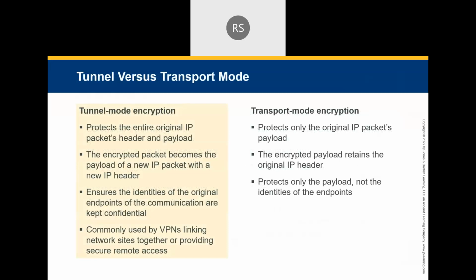Now, the transport mode encryption protects only the original IP packet's payload. The encrypted payload retains the original IP header. It protects, once again, only the payload, leaving the identities of the communication endpoints exposed.